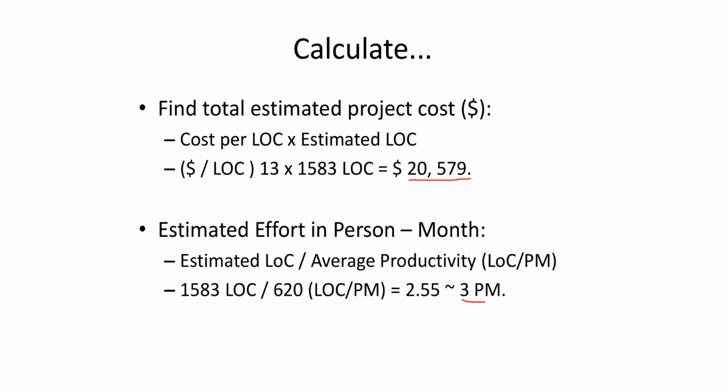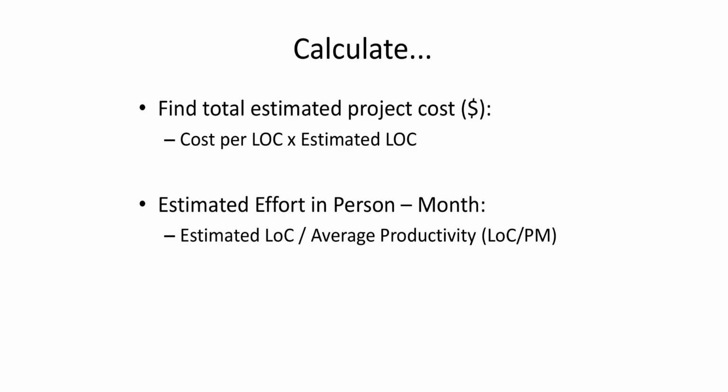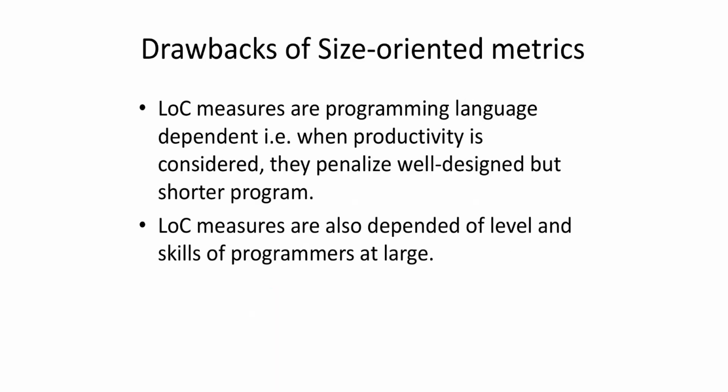So now we can see that we can find the cost and the effort. Why do we choose another method? We choose another method because this size-oriented matrix has certain drawbacks. The LOC measures are programming language dependent. That means when productivity is considered, they penalize well-designed but shorter programs. So size is a very important factor when we talk about the size-oriented matrix. The lengthier the code, the more the effort will be.